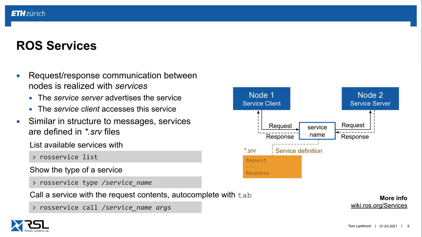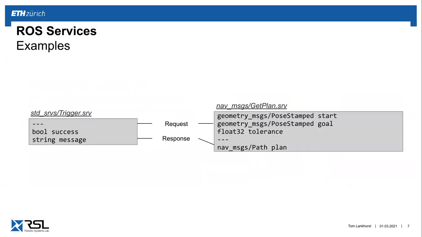Now, what do these SRV files look like? Here we see two examples of ROS service description files. These two can be found in the standard packages, std_srvs, and the package nav_msgs. An SRV, or service description file, consists of two parts, a request part and a response part. They are separated by a triple dash. The request part to the left is empty. That means that there are no parameters to the request. The response part to the left consists of a boolean value indicating whether the service call was successful, and a string with a message that might indicate whatever happened.